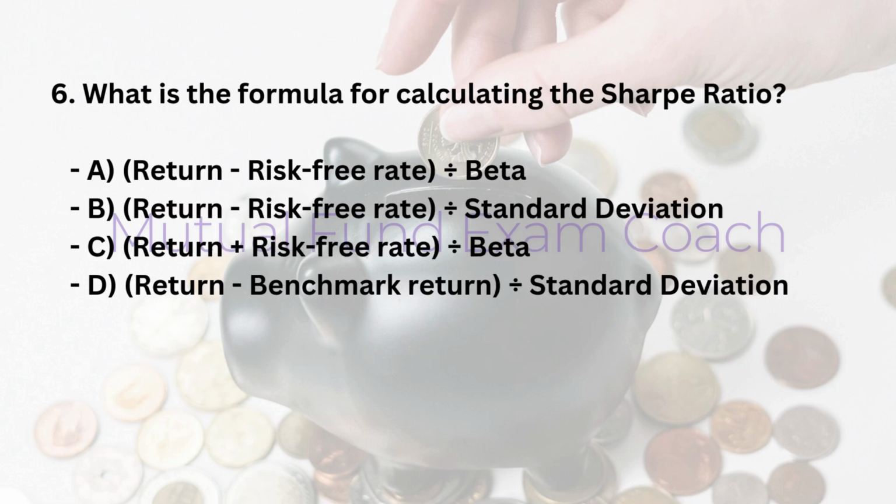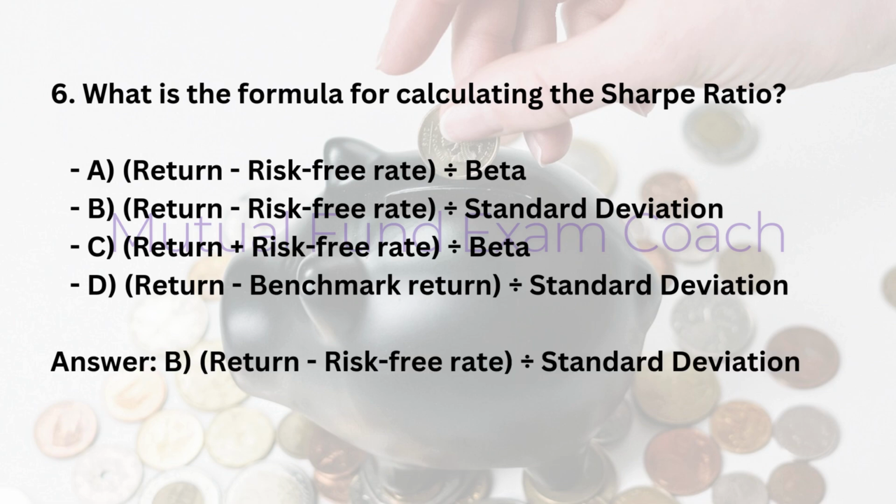6. What is the formula for calculating the Sharpe ratio? A. Return, risk-free rate, divided by beta. B. Return, risk-free rate, divided by standard deviation. C. Return plus risk-free rate, divided by beta. D. Return, benchmark return, divided by standard deviation. Answer: B. Return, risk-free rate, divided by standard deviation.